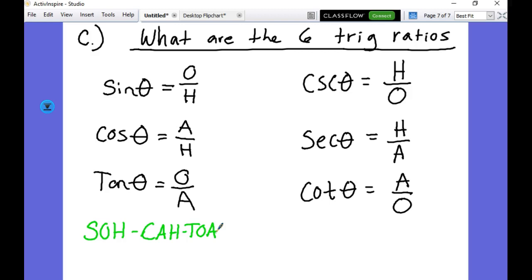Sine is opposite over hypotenuse, right? Cosine is adjacent over hypotenuse. Tangent is opposite over adjacent. Now, it's kind of easy to remember that cotangent goes with tangent, right? They're kind of named the same. Unfortunately, these ones are a little bit confusing.